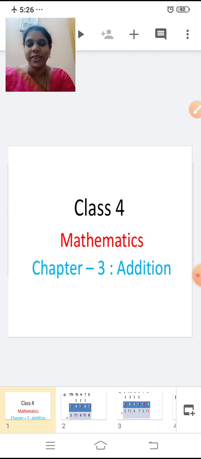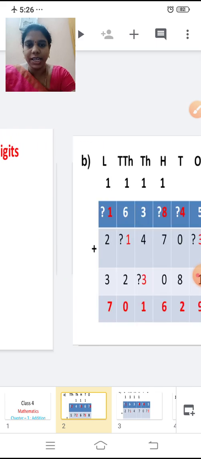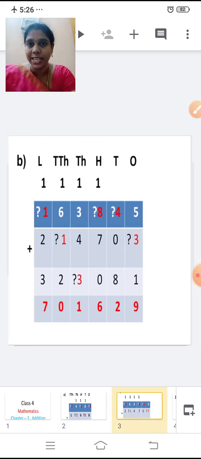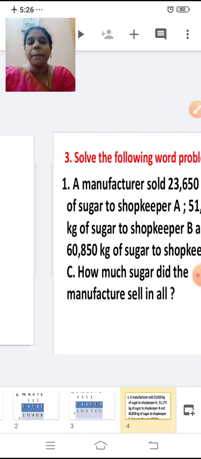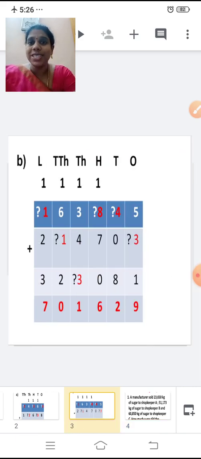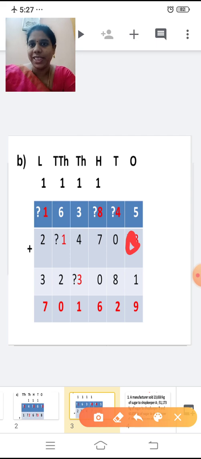Missing numbers, right? I think A sum and B sum we saw. I'll revise it one more time. The B sum, yes. And next we'll move on to the word problems, yes. So some numbers are missed out. We are going to find out the missed out numbers, isn't it? See, this one is missed out, right? That we are going to find out. Find the missing digits. Some digits are missed out, right?